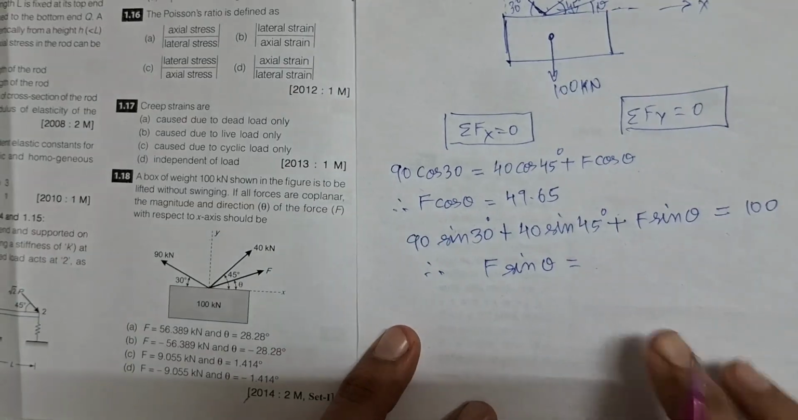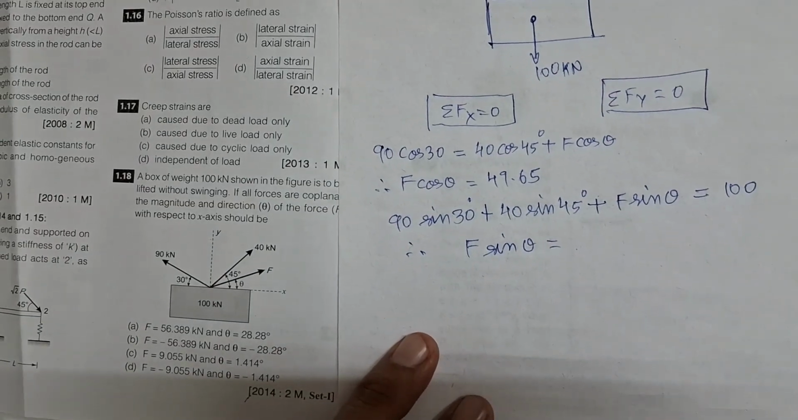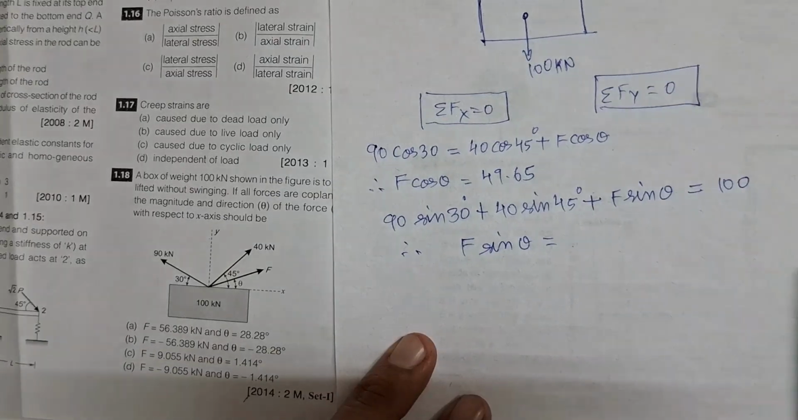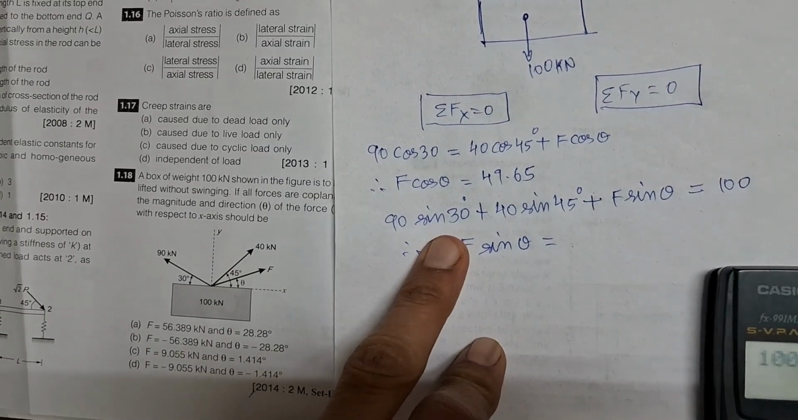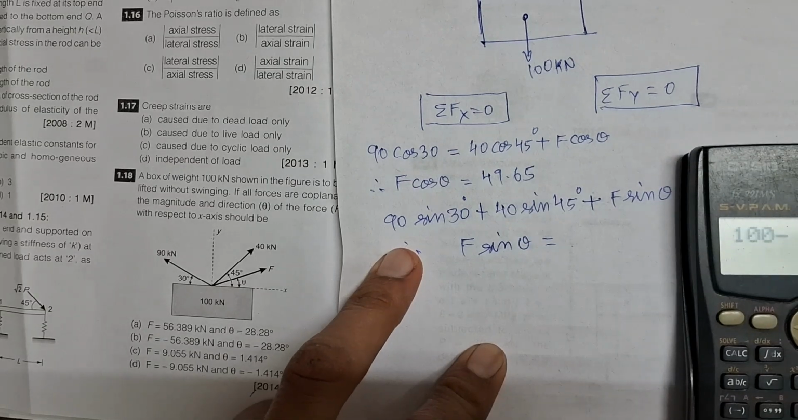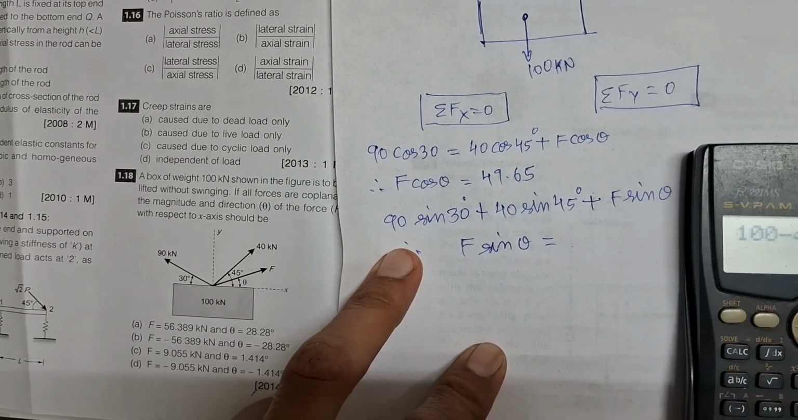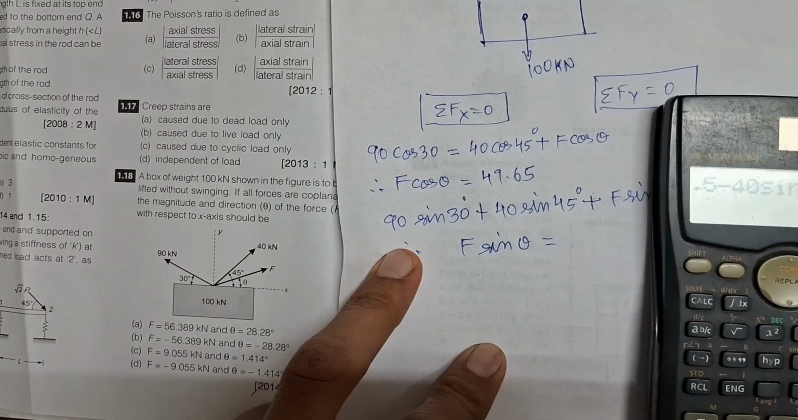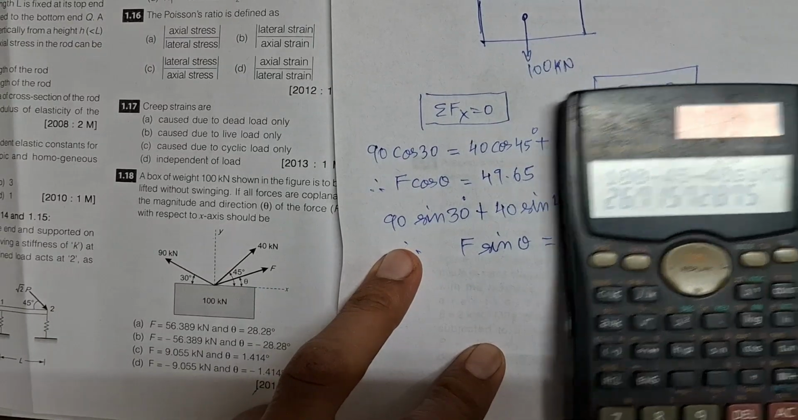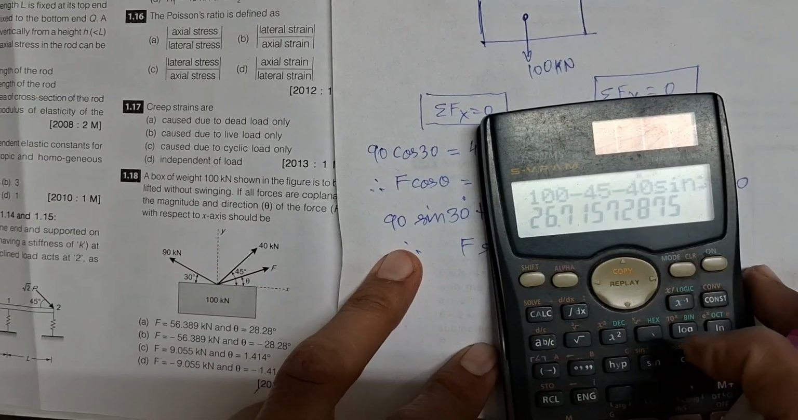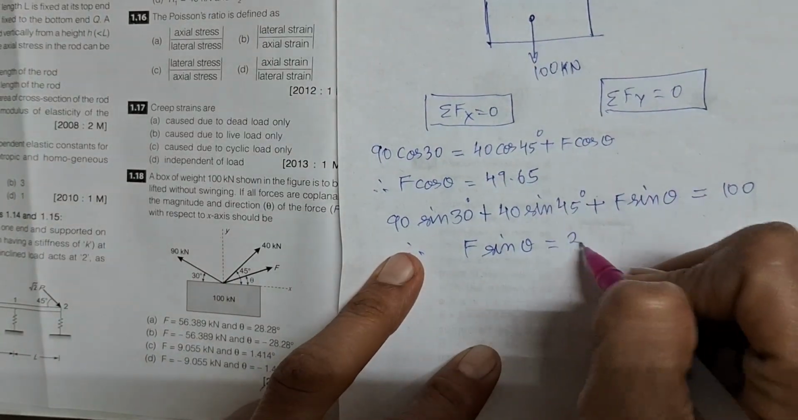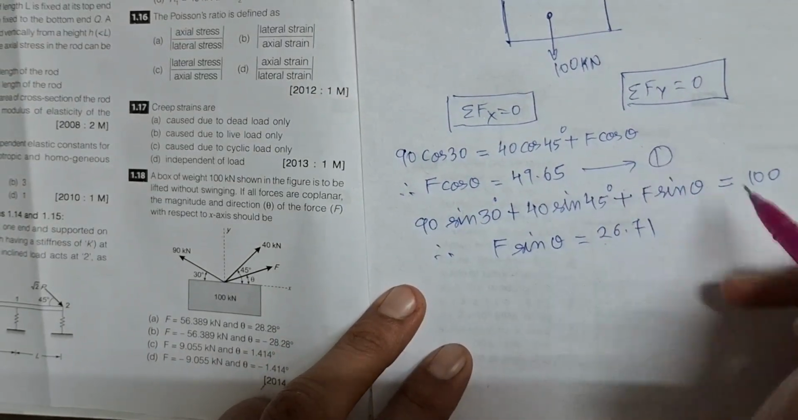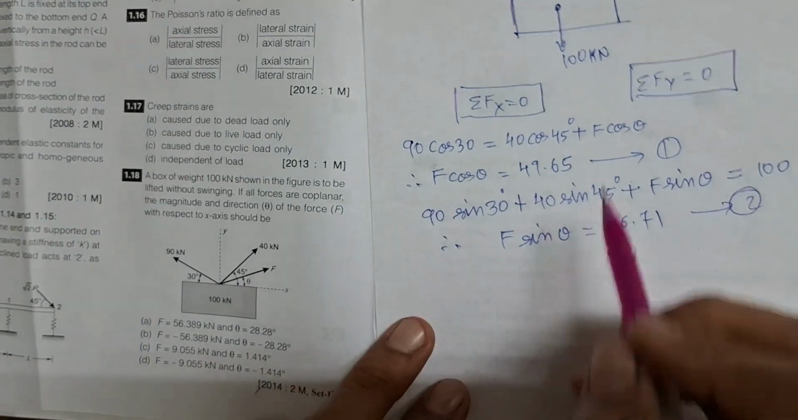So what is F sin theta? Basically 100 minus all these things: 100 minus 90 sin 30. Sin 30 is half, so 100 minus 45 minus 40 into sin 45 is equal to 26.71. Now I have equation number 1 and equation number 2, F cos theta and F sin theta.